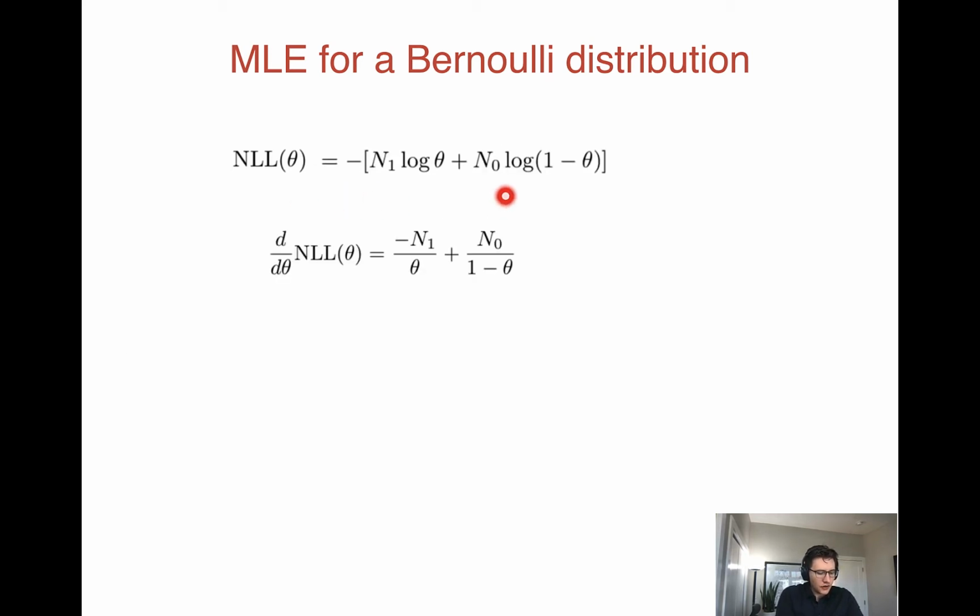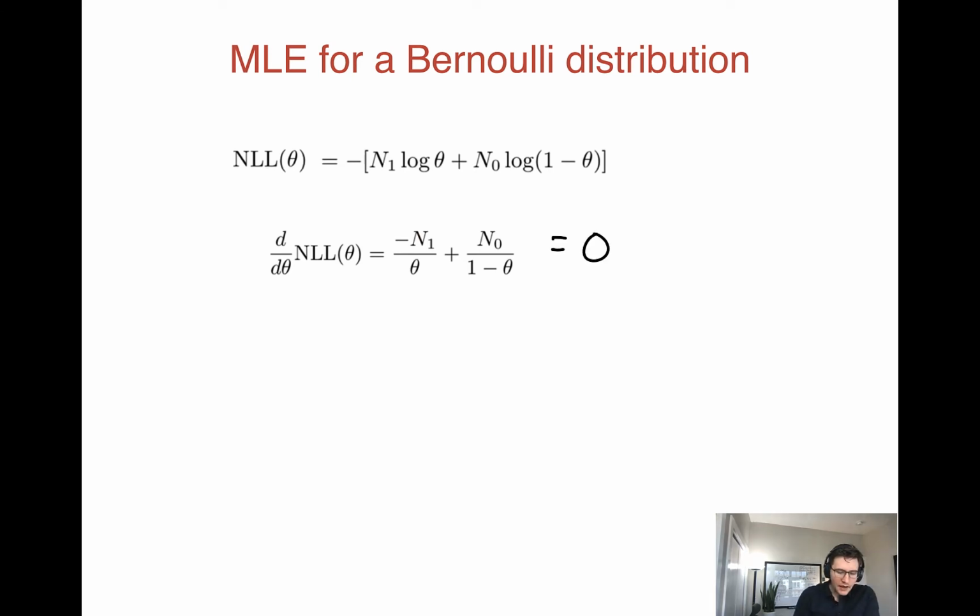So again, here's our negative log likelihood. We're taking the derivative, and here's what it is. The derivative of log theta with respect to theta is 1 over theta. And the derivative of log of 1 minus theta with respect to theta is 1 over 1 minus theta, negative. So notice the negative sign is canceled out here. And here's our derivative. So now we just need to set this thing to 0.